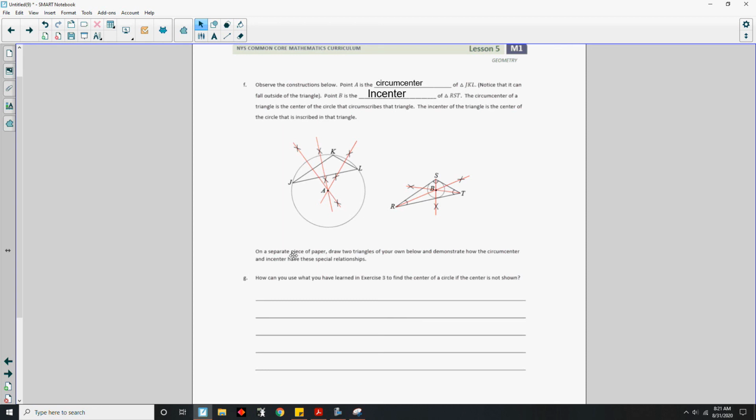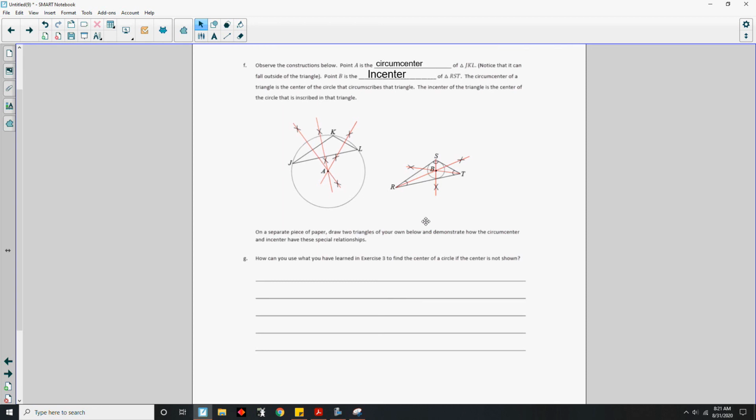Okay, so on a separate piece of paper, draw two triangles of your own below and demonstrate how the circumcenter and incenter have these special relationships. So that's something you can do on your own. And now it asks, how can you use what you've learned in exercise 3 to find the center of a circle if the center is not shown?